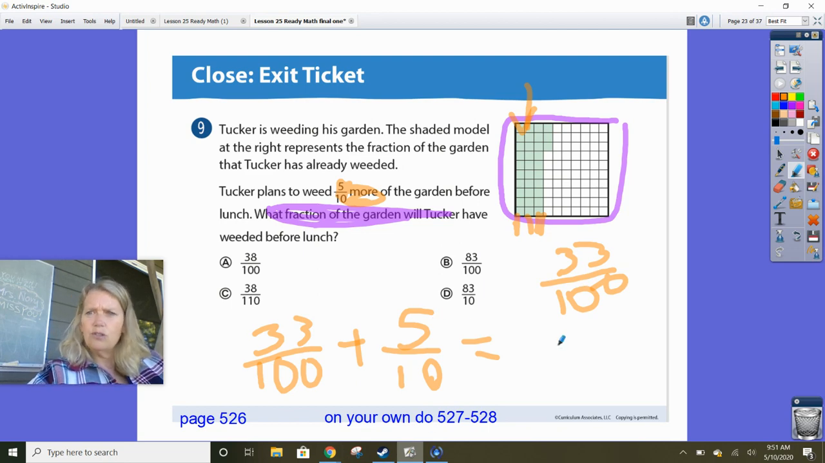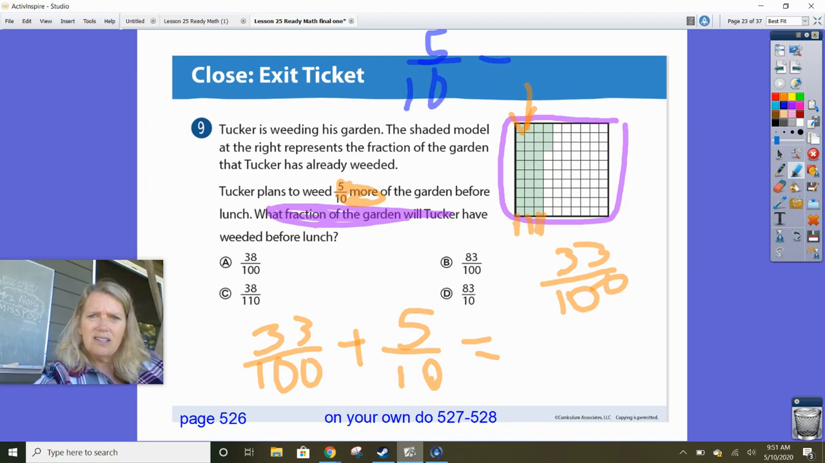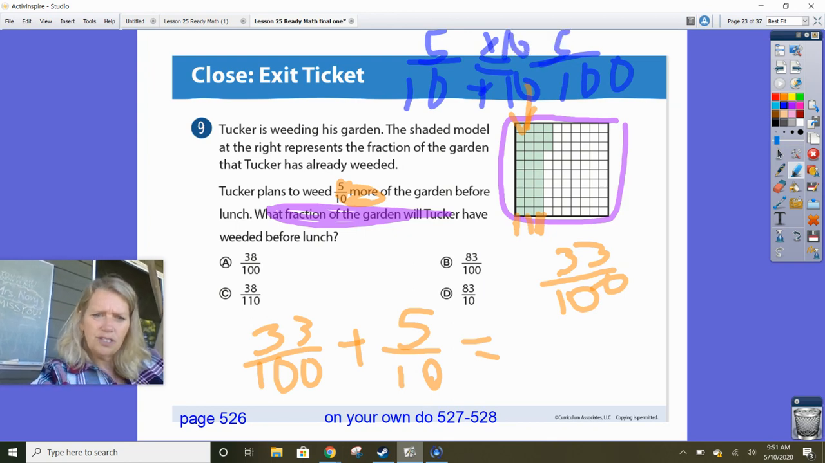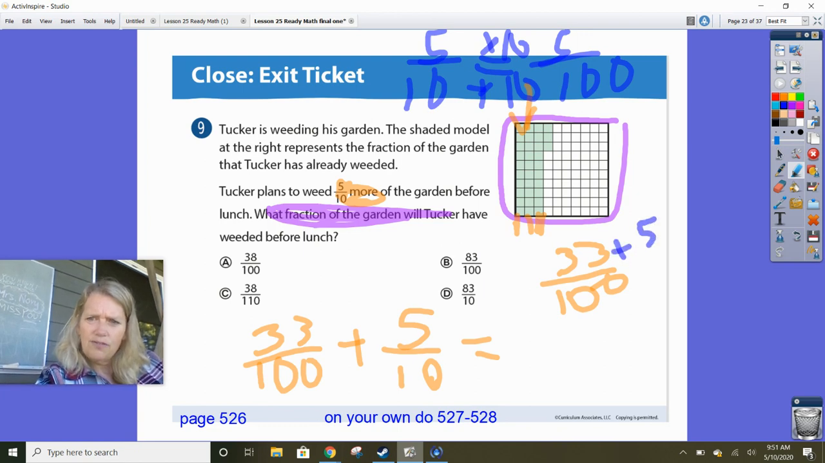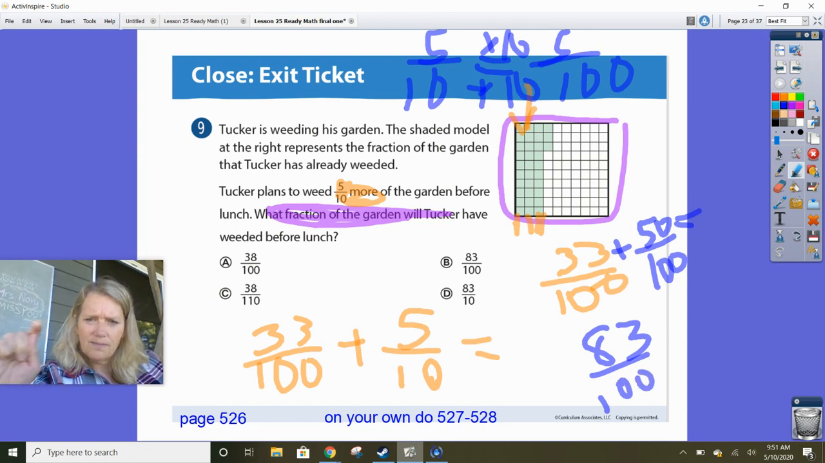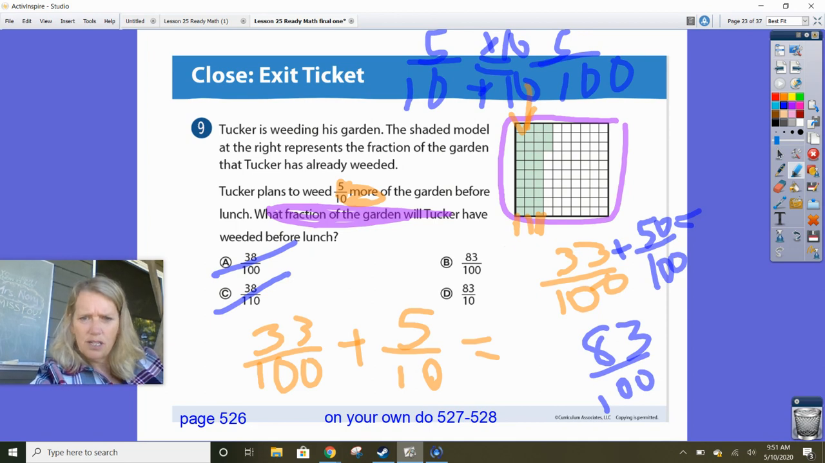So 5/10 will change to, we know that 5/10, we change that to hundredths. We do times 10 times 10 is 50 hundredths. Okay, so if we do 33 hundredths plus 50 hundredths, we will get 50 plus 30 is 80 plus 3. 83 hundredths. Do we have that choice? Not that one. Not that one. Yes, that one. All right.